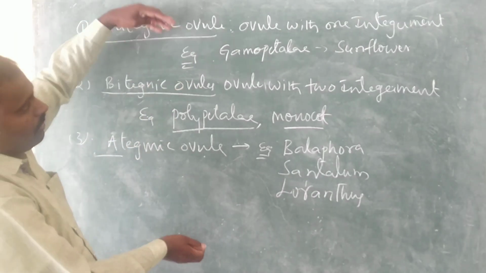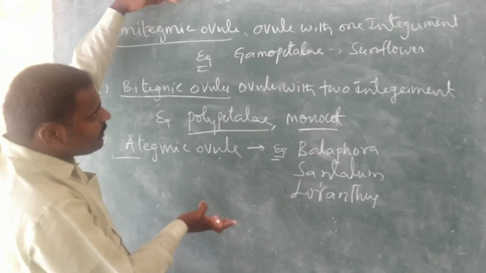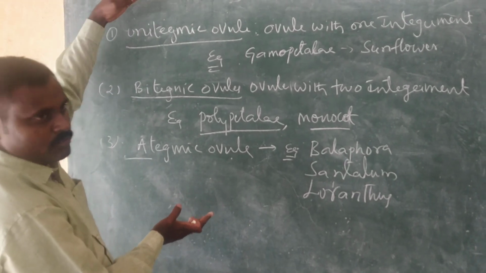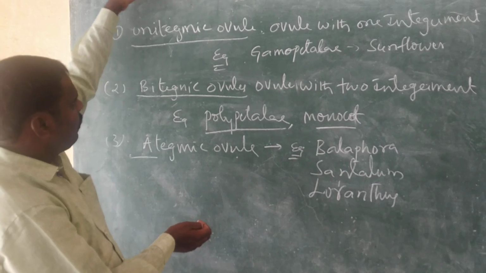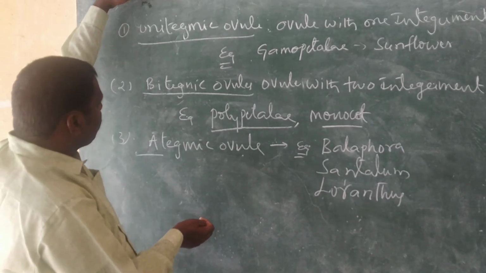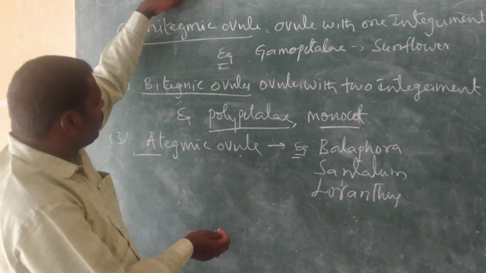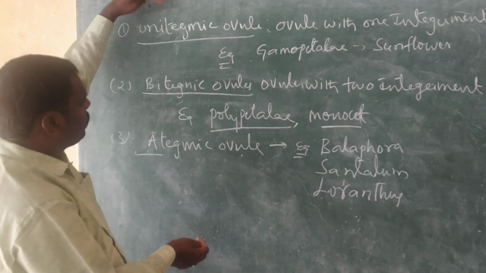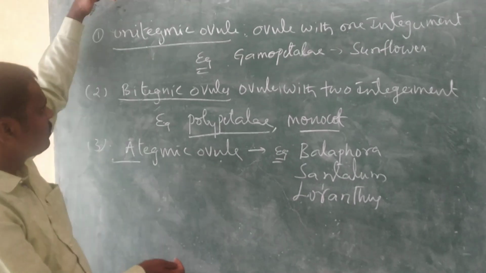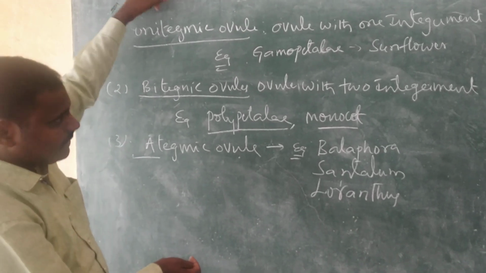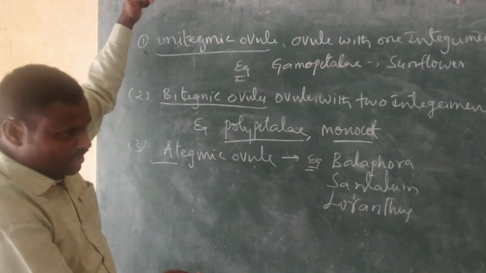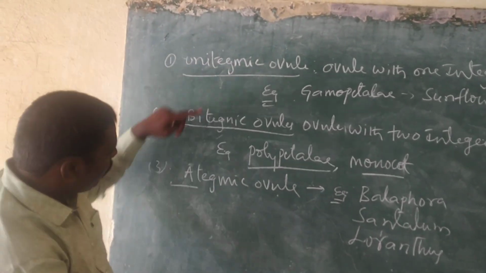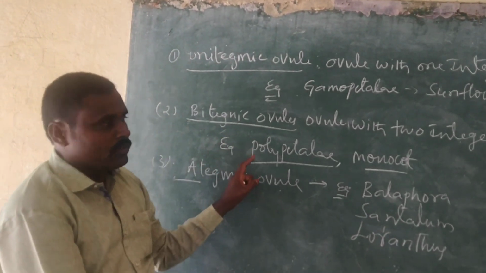This is about types of ovules based on the number of integuments. So now we discuss the types of ovules. The first one is based on the amount of nucellus, and the second one is based on the integuments. Based on the amount of nucellus, two types of ovules: the first one is teninucellate and the second one is crassinucellate. Based on the number of integuments, three types of ovules: unitegmic ovule, bitegmic ovule and ategmic ovules.